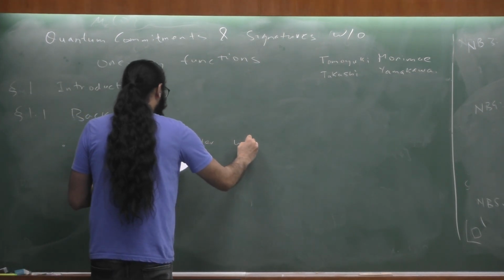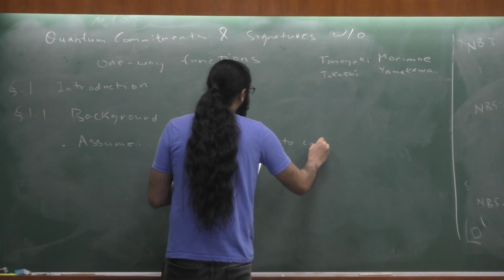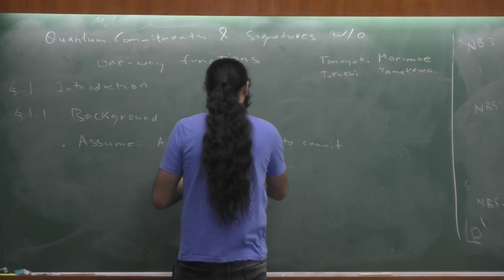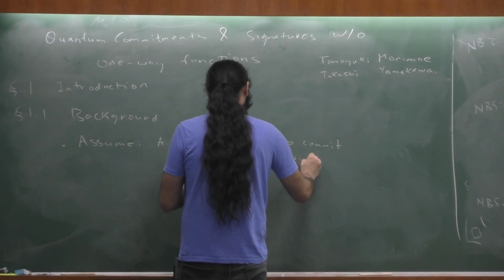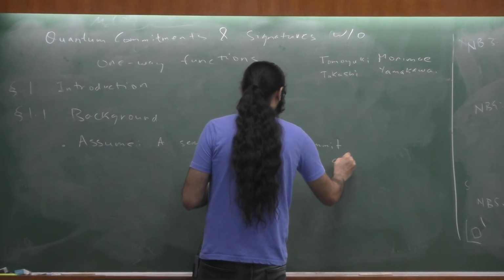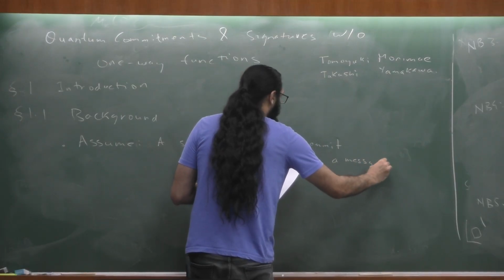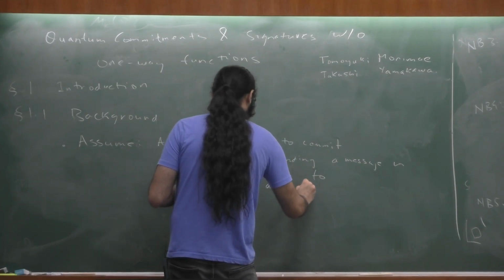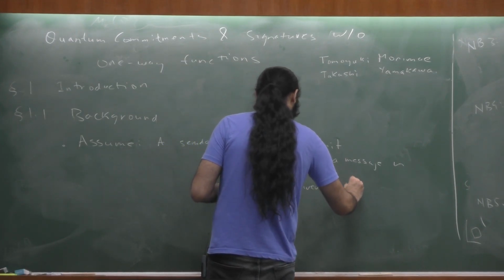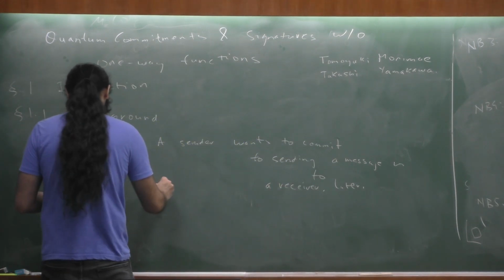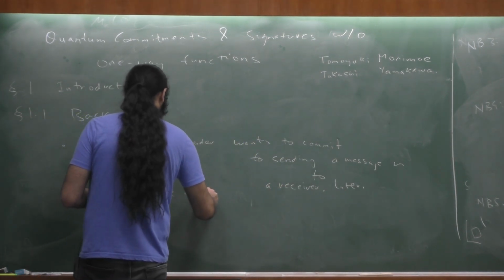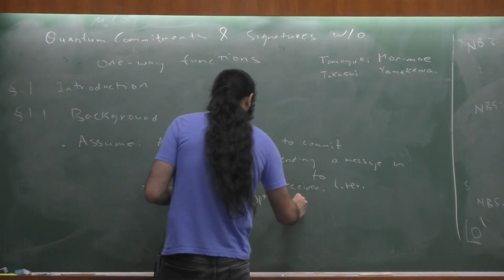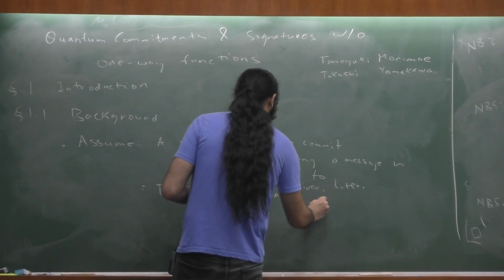Okay, so assume that a sender wants to commit. This is just introducing commitments a little bit more carefully, well, intuitively, and then we'll do it formally. They want to commit to sending a message M later. So what they do is the sender encrypts, in quotes, M, and sends it.